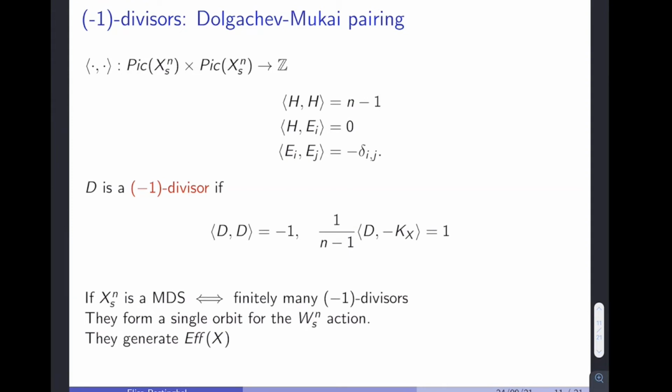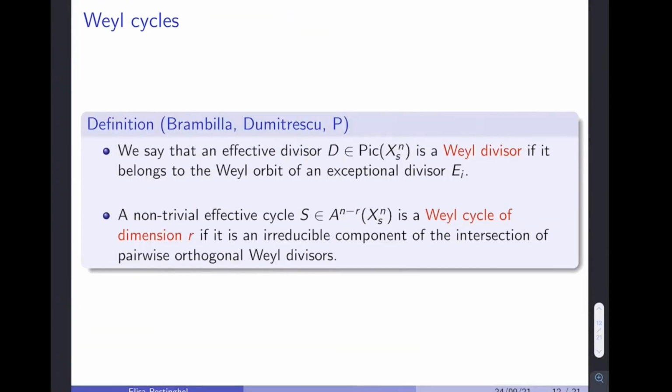But of course, in higher dimension, we don't only have divisors. We would like to be able to say what it means to be a -1 cycle in some sense of higher codimension. So this is the next definition. That's what we call Weyl cycles. First of all, we say that a Weyl divisor is simply a -1 divisor, basically. You just rename it in order to be consistent with the following part.